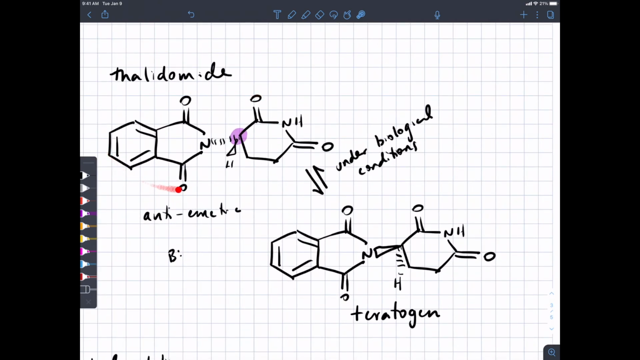This is a case where it wouldn't have been good enough to just use the one enantiomer, because in vivo it's going to get turned into both of them anyway.